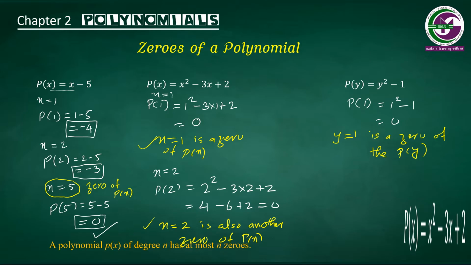Next we'll check p of 2. P of 2 is 2 squared minus 1. So it is 4 minus 1 is 3. It is not a 0. Now we'll check p of minus 1. P of negative 1. What is negative 1 squared? Negative 1 square minus 1. So negative 1 square is 1. 1 minus 1 is equal to 0. So y equals negative 1 is also a 0. Y equals negative 1 is a 0 of p of y.